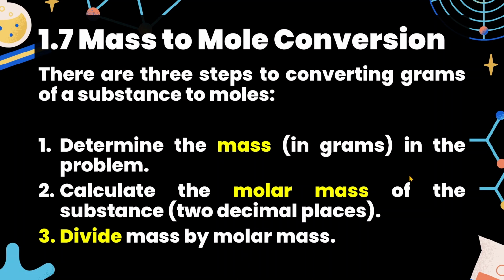The next part of stoichiometry is converting mass to mole. There are three steps to convert mass of a substance to moles. The unit that we'll be using for mass is grams. The first step is to determine the mass that should be in grams in the problem.